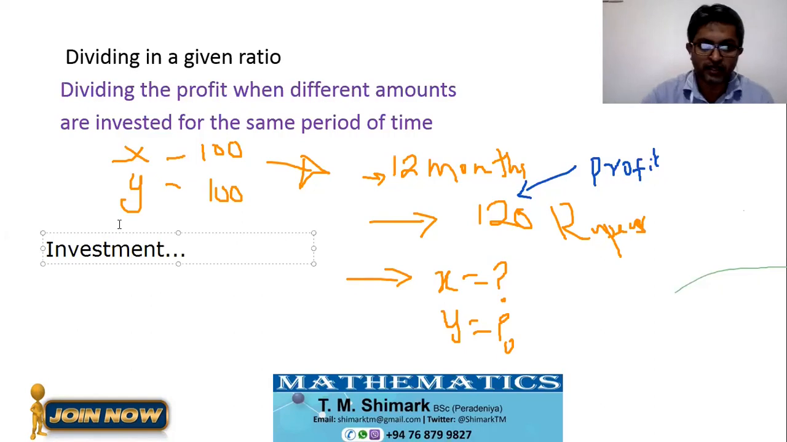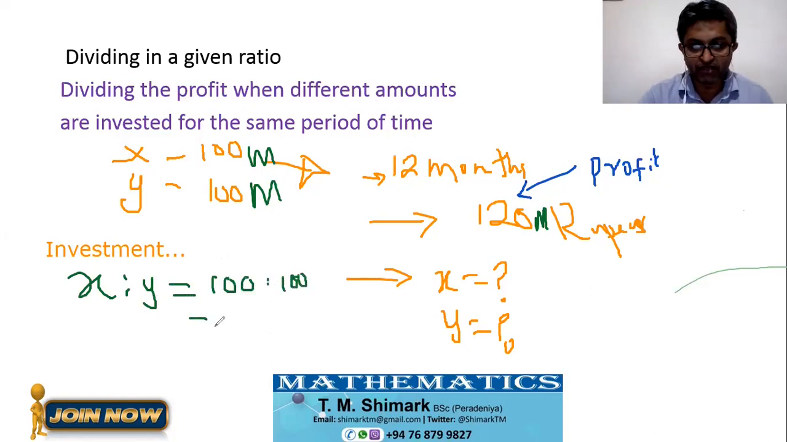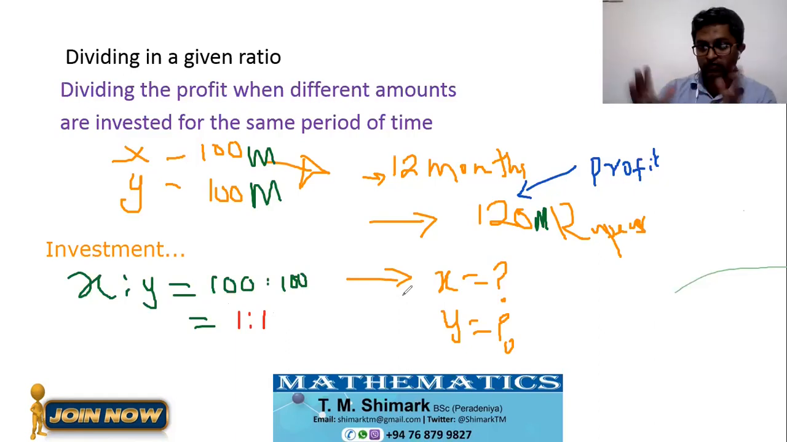That's the meaning. Okay, X is to Y: the investment ratio is what? 100 is to 100. If you simplify, what is the simplest ratio here? 1 is to 1, correct? Yes, by dividing by 100. That means if you invest an equal amount, it is 1 is to 1. Whatever the investment amount ratio is, in the same ratio the profit will have to be shared.